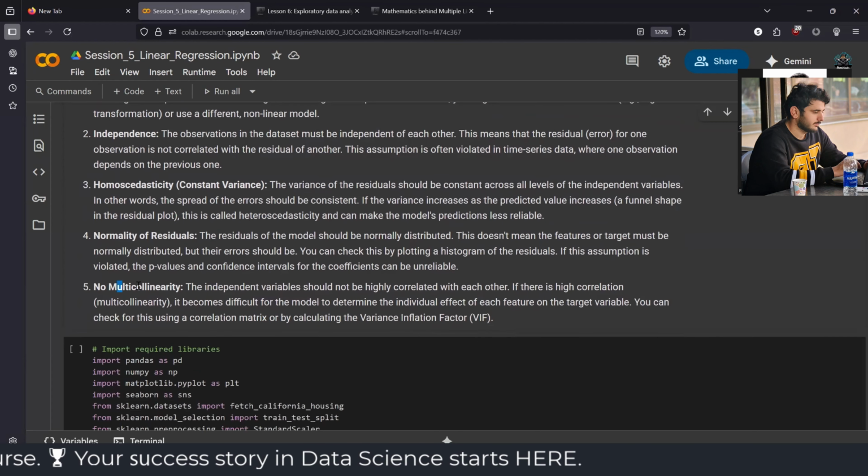No multicollinearity. So basically, no multicollinearity means there should not be high correlation between independent variables. We will talk about the correlation first, and then we will talk about the multicollinearity.